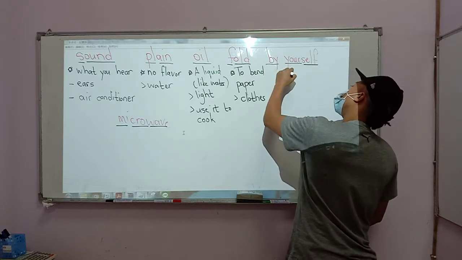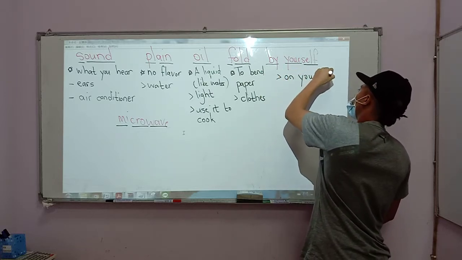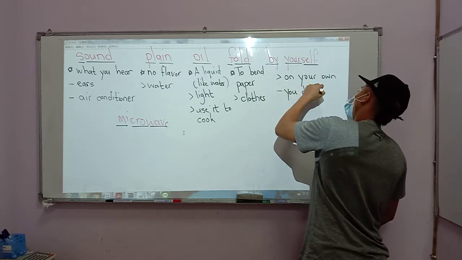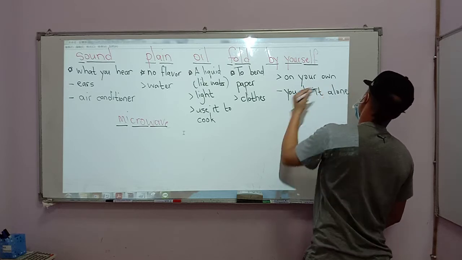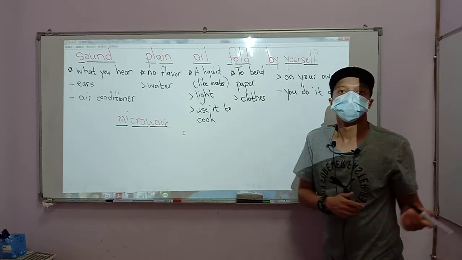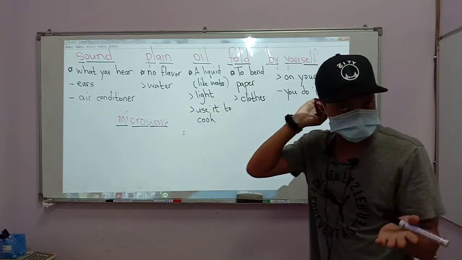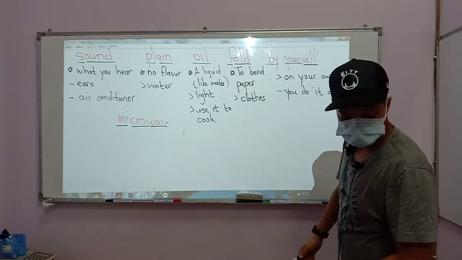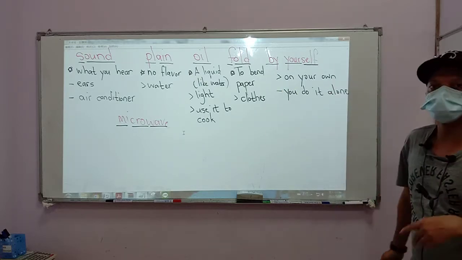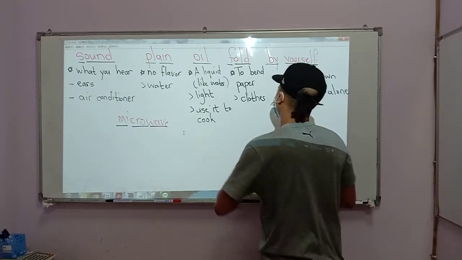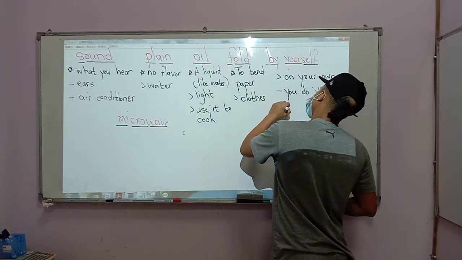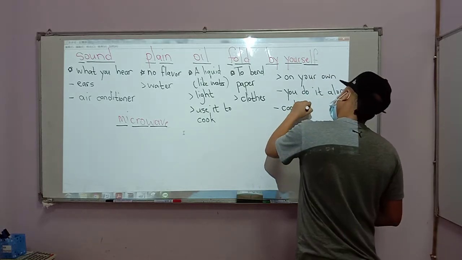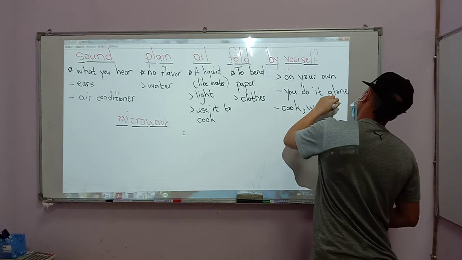Okay, then it says by yourself. This means on your own. Okay, you are alone, or you do it alone. Okay, think of some of the things that you do alone, all right, or things that you do by yourself. For example, every day I need to cook by myself. So something I do by myself is cook. All right. Another thing that I do by myself is wash or shower.